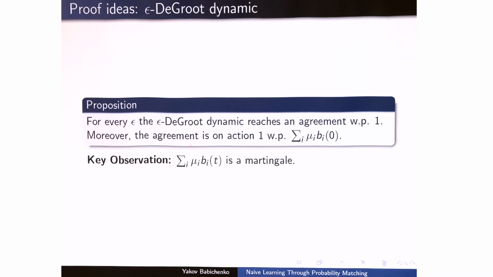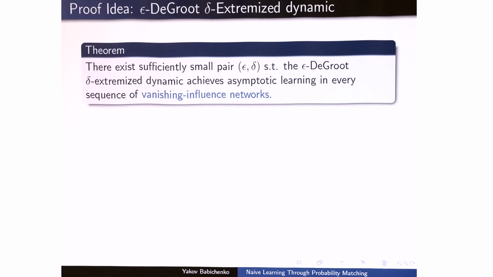The way we can prove it is by observing that this object is a martingale. And once it is a martingale, essentially we can show these two things. And it's a martingale with a bounded jump every time someone plays something unexpected. So by the martingale convergence theorem, essentially it follows.